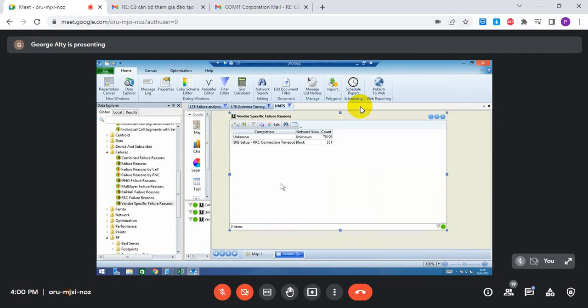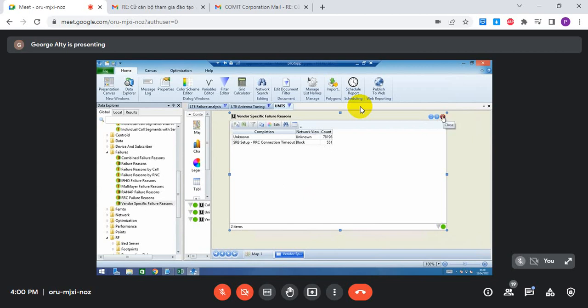So this SRB setup, the RRC connection timeout. I'm not an experienced Huawei Node B or RRC engineer, so you would need to talk to those guys. And again, there's a high number of unknown counts. So I'd be investigating this here. I'd be saying, what's going on with this call trace? Why have I got unknowns? That's what I would be looking at right now.